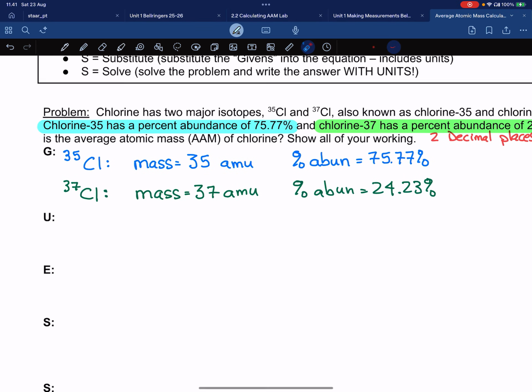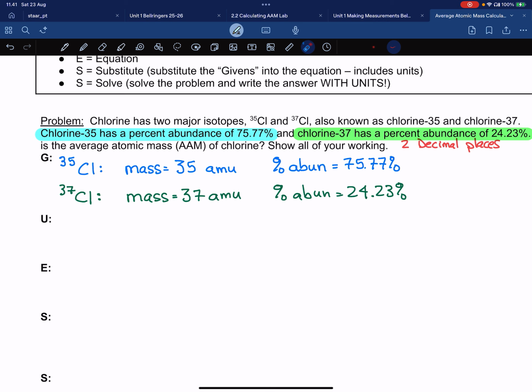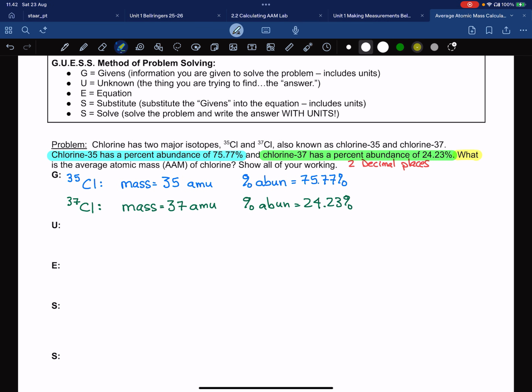All right, so next, the unknown. The unknown is almost always in a sentence that ends with a question mark. What is the average atomic mass of chlorine? So the unknown is the average atomic mass of chlorine in AMU. All right, so there's the givens we've done and the unknown.